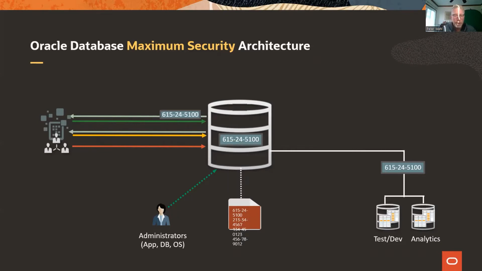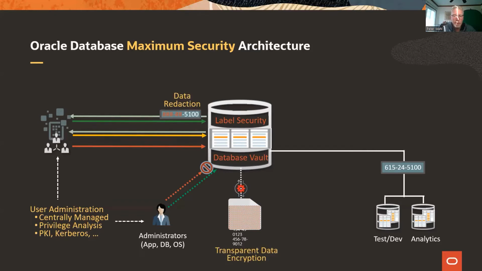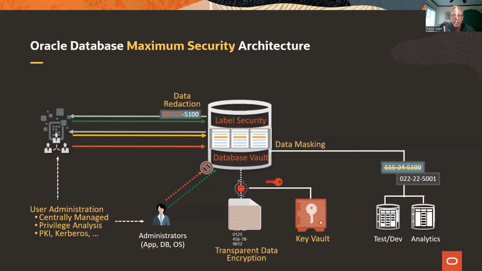Okay, so I would like to give you a quick overview on where TDE and Key Vault fits in. So here you see the maximum security architecture. Underneath the database, you see the not yet encrypted tablespace, and it will be encrypted in the next moment. There we go. And then, of course, we need to keep the encryption keys safe. That is what Key Vault is used for.